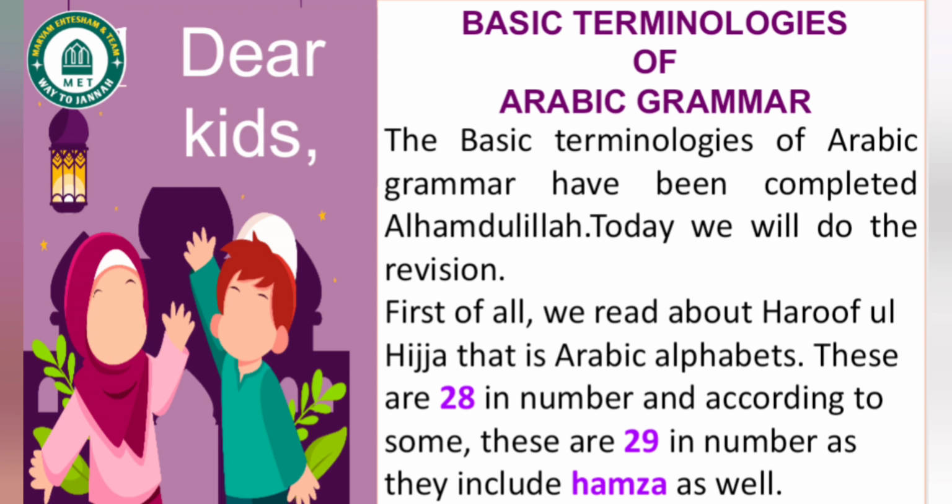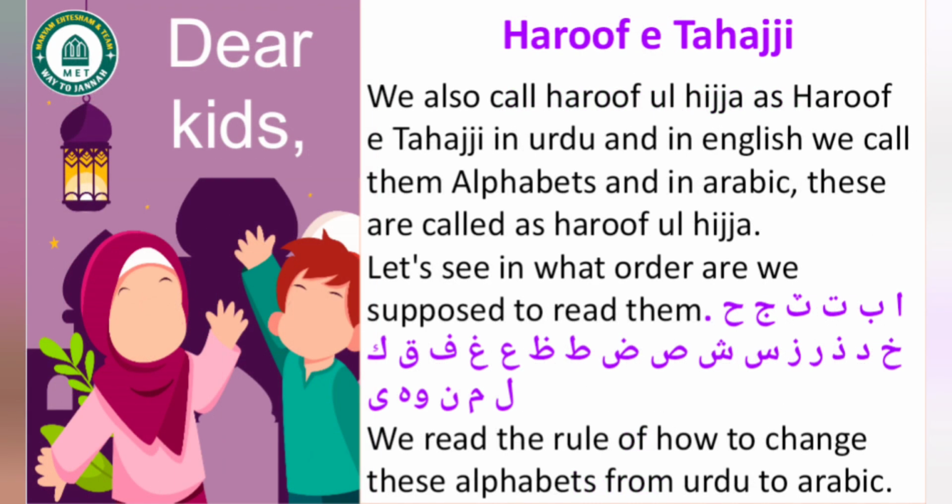First of all, we read about Huruf al-Hijjah, that is Arabic alphabets. These are 28 in number, and according to some, these are 29 in number as they include Hamza as well. We also called Huruf al-Hijjah as Huruf al-Tahajji in Urdu, and in English, we call them alphabets. And in Arabic, these are called Huruf al-Hijjah. Let's see in what order we are supposed to read them.